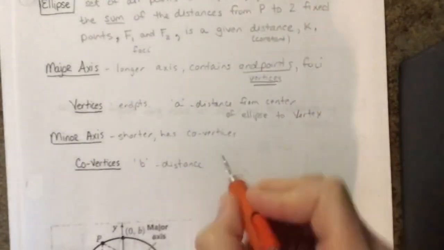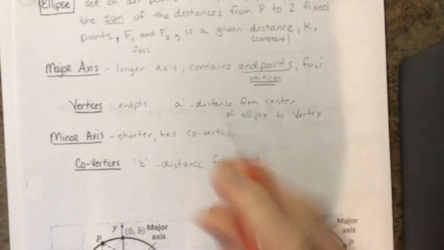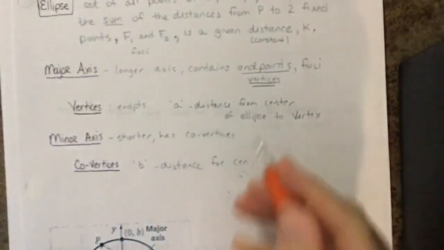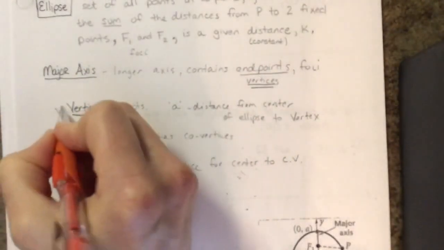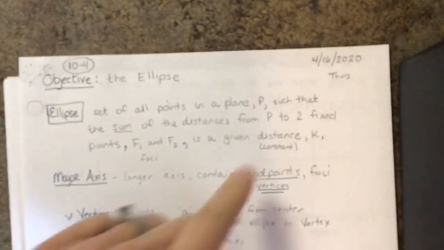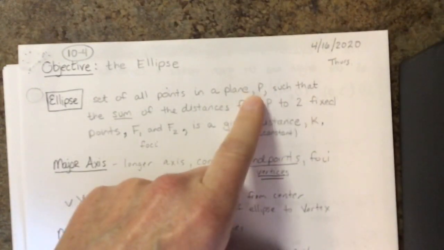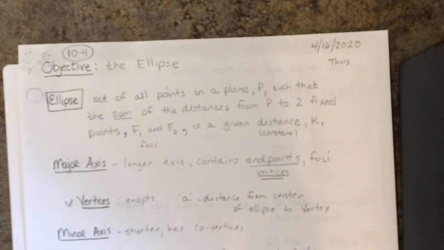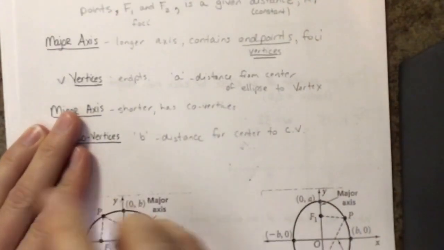Spelled that wrong. From the center to the co-vertex. I call these CVs, I call it B. Okay. Now, I want to go back and explain what this definition means. So I'm going to erase this. I'm going to go back here.